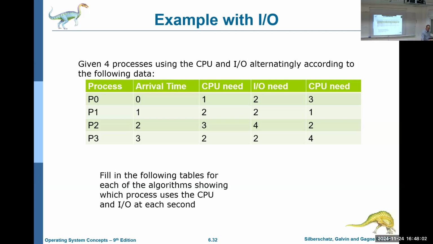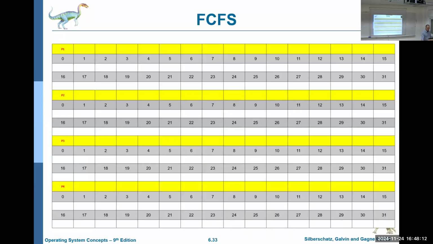Fill in the following table for each algorithm showing which process uses the CPU and IO at each second. So here's a table. Well, first come, first serve. It's scary, it's a lot of boxes. What it says is this is P1, this is P2. So these 2 rows are P1, these 2 rows are P2. And what you're supposed to do is right here, is he IO? Or is he CPU? Or is he waiting?